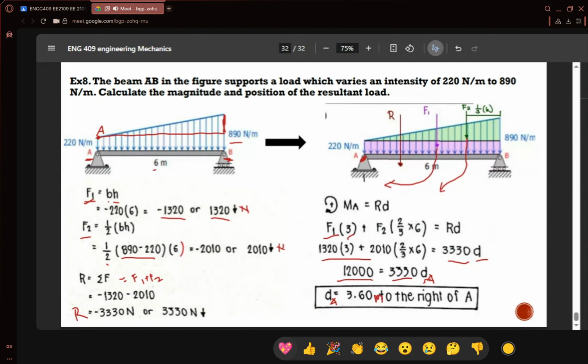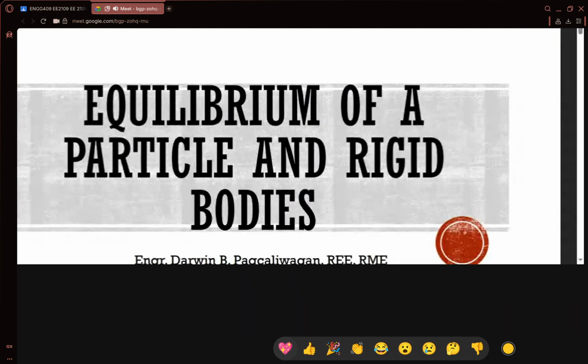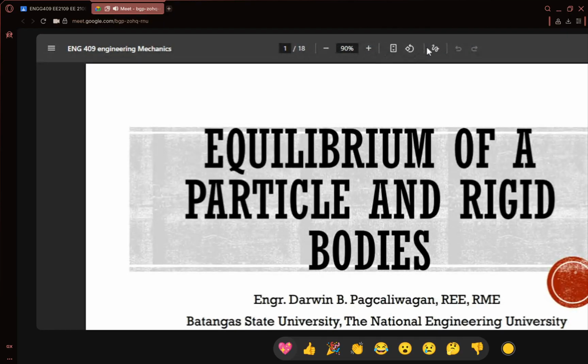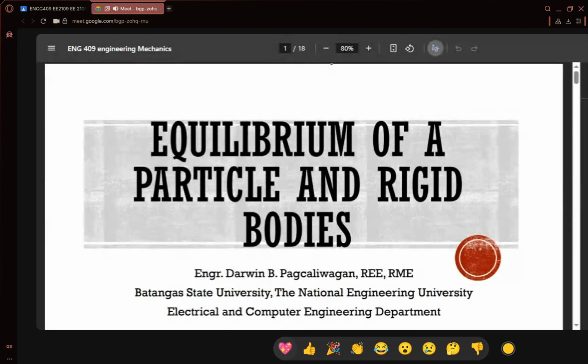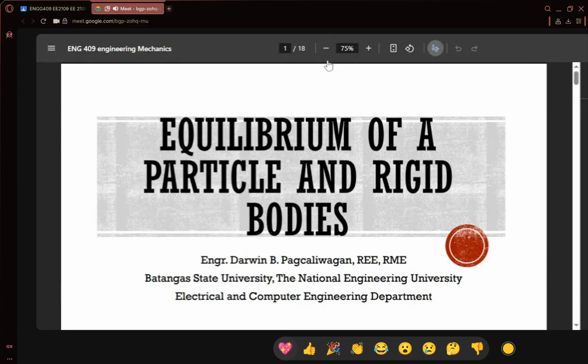So let's shift into this one. Share this tab. Another one. Okay, so this is a continuation of the series of modules or lectures for engineering mechanics. So this one will now proceed with the equilibrium of particle and rigid bodies. So we will now be dealing with equilibrium.